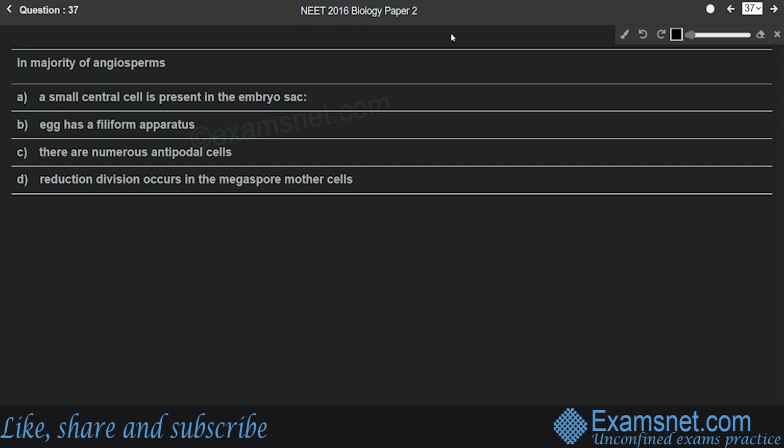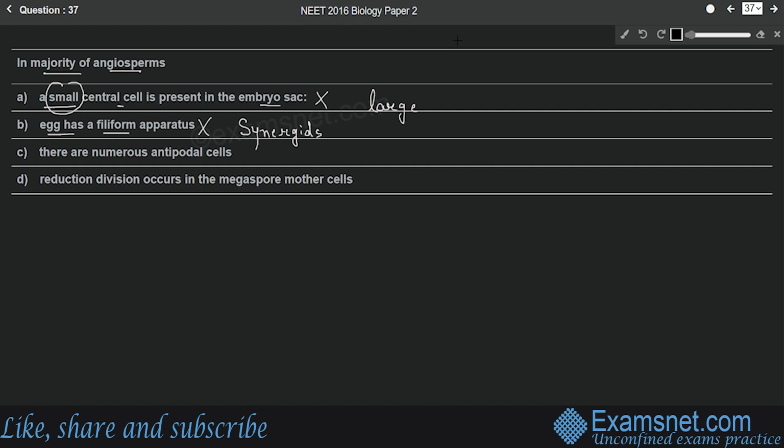Question number 37 is from the chapter Sexual Reproduction in Flowering Plants, and the question is, in majority of angiosperms, options are a small central cell is present in the embryo sac. Now this is incorrect because the central cell present in the embryo sac is large, not small. Then the second statement says egg has a filiform apparatus. This is also incorrect because synergids have filiform apparatus. Synergids which are present in the egg apparatus have filiform apparatus.